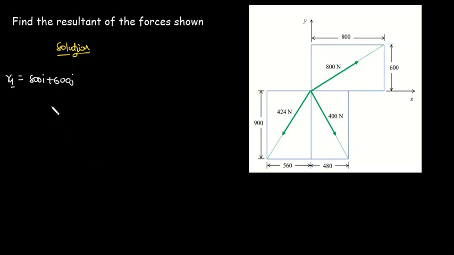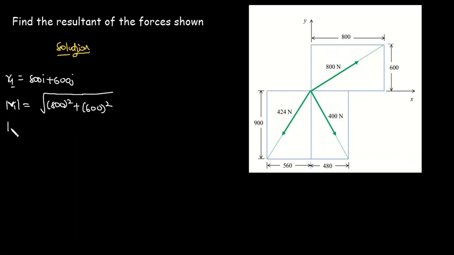So we're going to find the unit vector of this position vector. Let's look at that. To find the unit vector, we must find the magnitude of this position vector. So that will be equal to the square root of 800 squared plus 600 squared. This is what you are going to have.